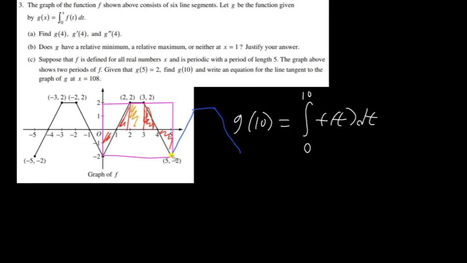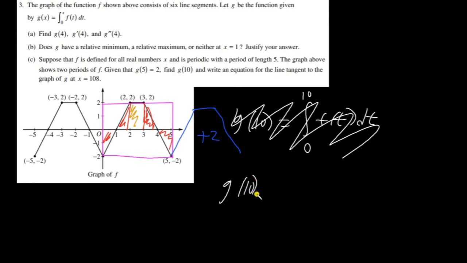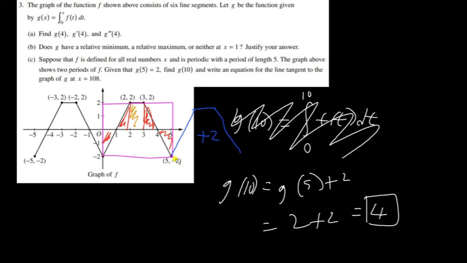So if at g of 5 the total area is 2, if we go another 5 over, so we go another full period, then the area is going to be another plus 2, right? Because every time we do a period, we're gaining 2 in area. So g of 10, therefore, is going to be g of 5 plus 2. We don't actually even need this, do we? G of 10 is g of 5 plus 2. G of 5 is 2, so 2 plus 2 is 4. Right, g of 10 is g of 5 plus one more period, which has an area 2. Okay, so that's g of 10.